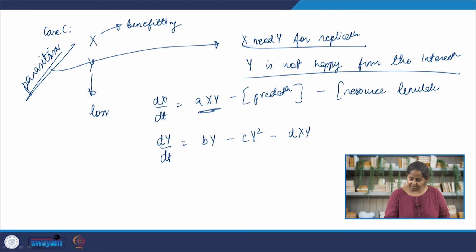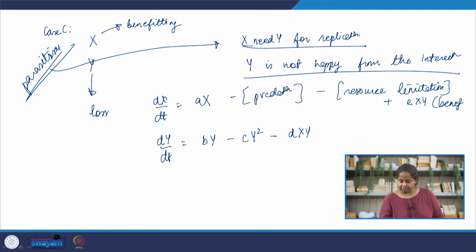So let's take one last example for today's class. How will this writing change if X did not require Y for survival? Very simple change. X does not require Y, so this term changes. But X benefits from the interaction with Y. So let's make this ax. X does not require Y for replication, unlike mosquitoes. But every time it does interact with Y, it benefits. So we'll have a benefit term here. So it will look like so. This is a benefit of interaction.